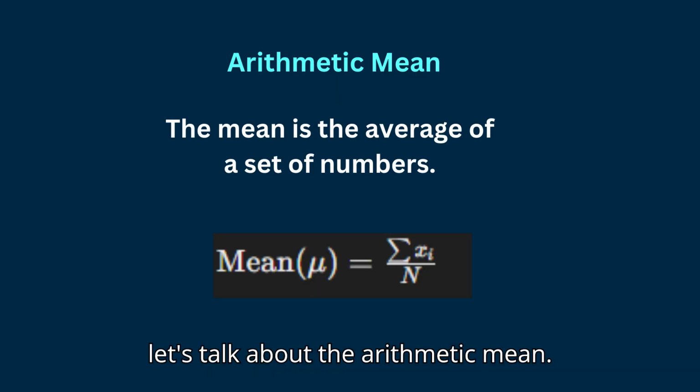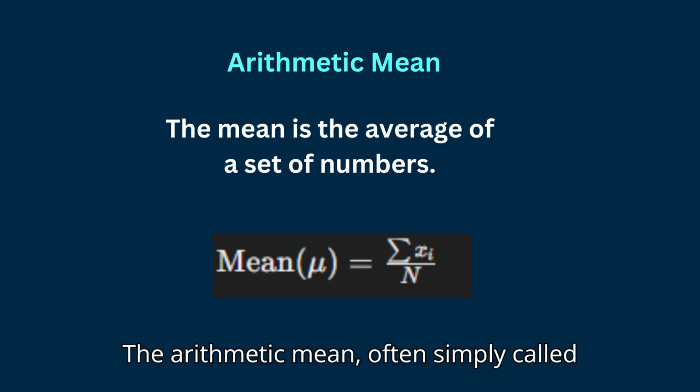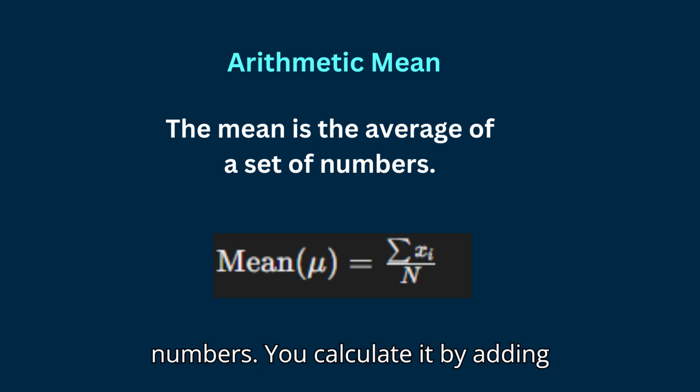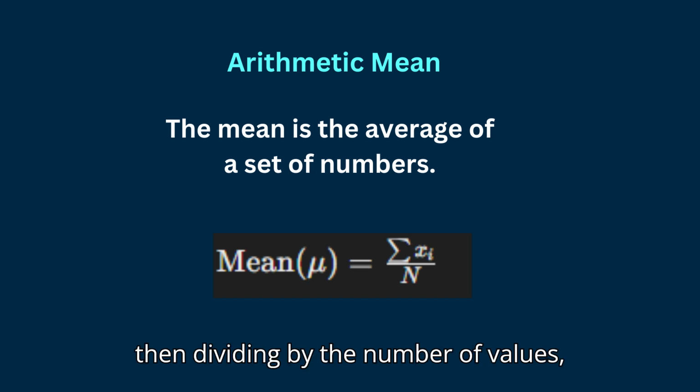First, let's talk about the arithmetic mean. The arithmetic mean, often simply called the mean, is the average of a set of numbers. You calculate it by adding up all the values in your dataset and then dividing by the number of values.